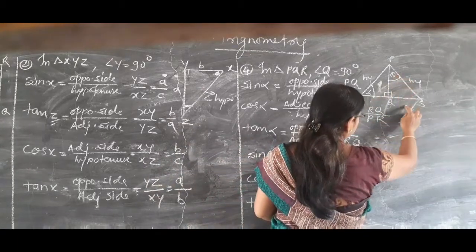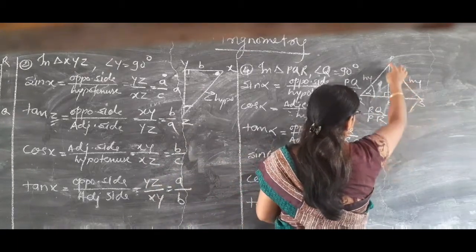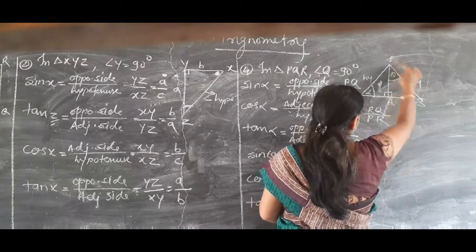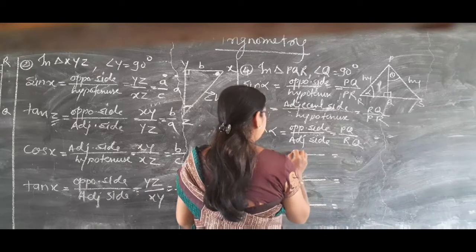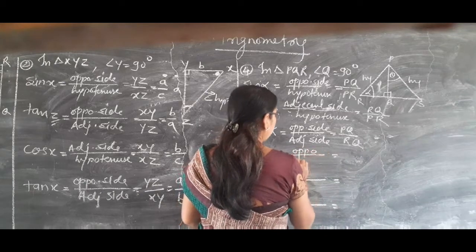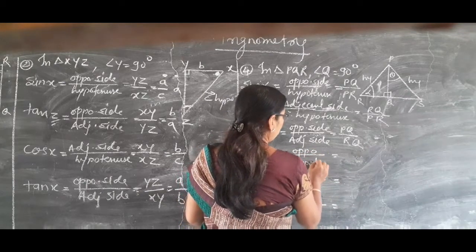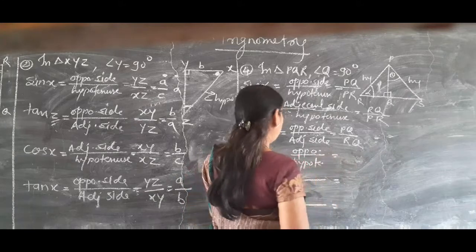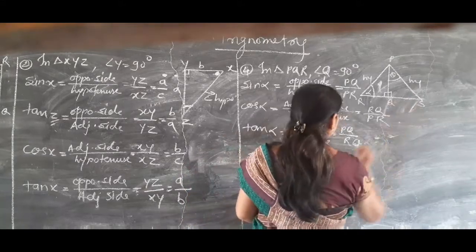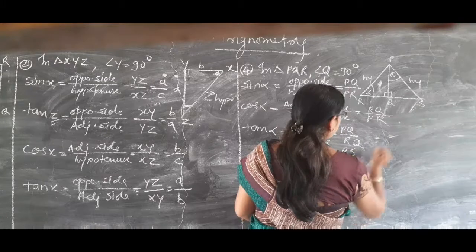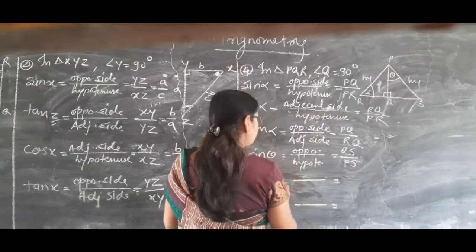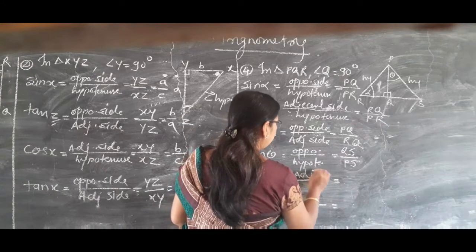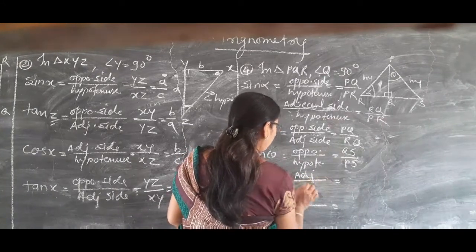For angle theta, which is the opposite side? QS. Which is the adjacent? PQ. And which is the hypotenuse? PS. So here sin means opposite upon hypotenuse. You have to write down opposite side upon hypotenuse. So opposite is QS, and the hypotenuse is always PS. Then cos means adjacent upon hypotenuse.